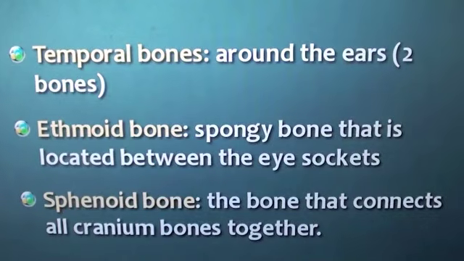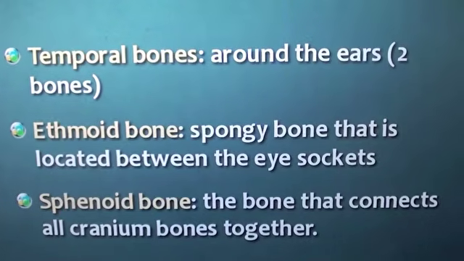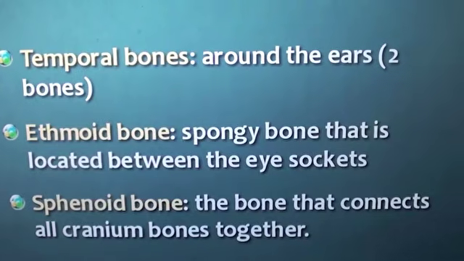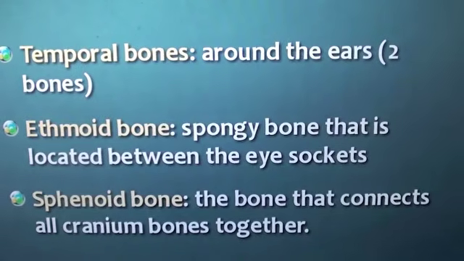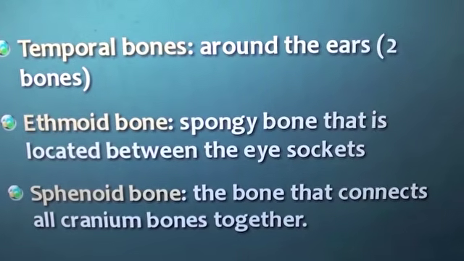Ethmoid bone, the spongy bone that is located between the eye sockets. Sphenoid bone, the bone that connects all cranium bones together.